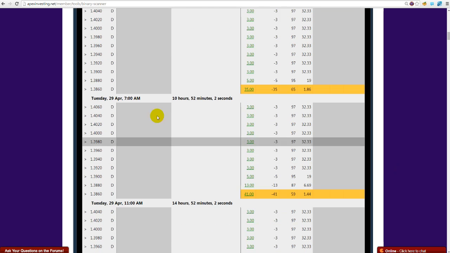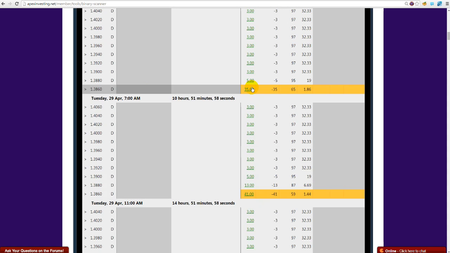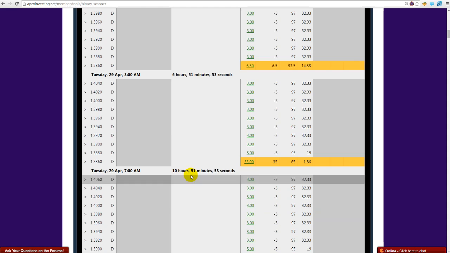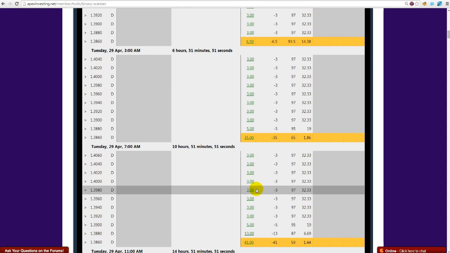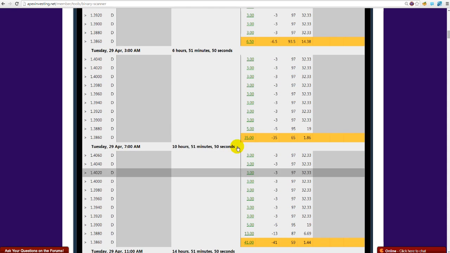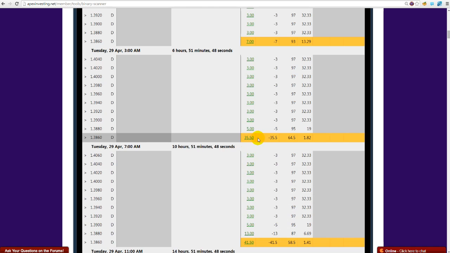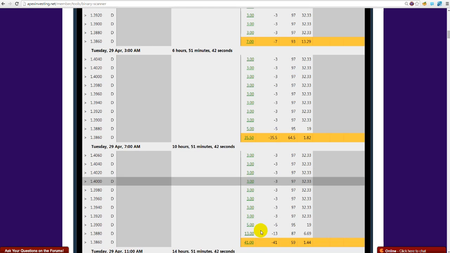But look what happens if I go out to 10 hours. I only lose $6 in 4 hours. So 4 hours later, instead of having 10 hours and 51 minutes, I have 6 hours and 51 minutes. This goes from 41 to 35. I only lose $6. Same contract, different expiration, but it decays slower. That time decay is much slower.